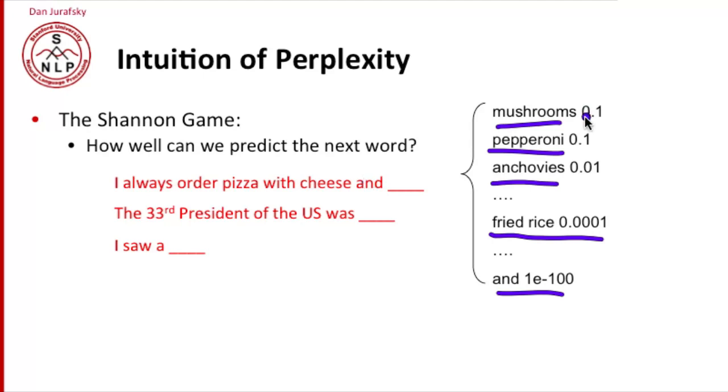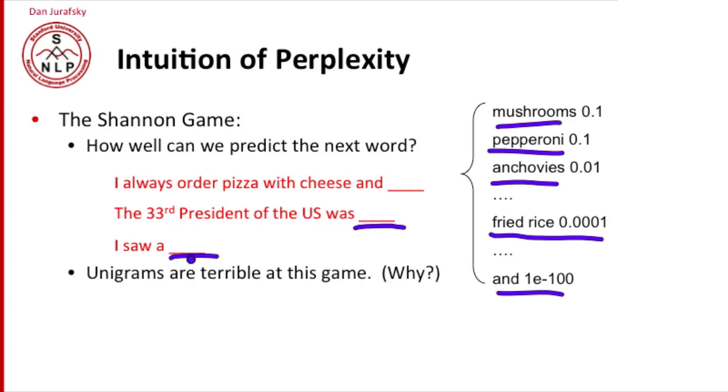And so how well the model predicts the actual words that occur is how good the model is. So on a sentence like the 33rd president of the U.S., we know the next word is very likely to be JFK or John or Kennedy or some word like that. So this is a pretty predictable case. Here we have, I saw, anything could come next. So in some cases we're going to be much better at predicting the next word. In some cases, very much worse. But a good language model, on average, should do better than a bad language model. Now, it turns out that unigrams are very bad at this game. And if you think for a second, you'll realize why.